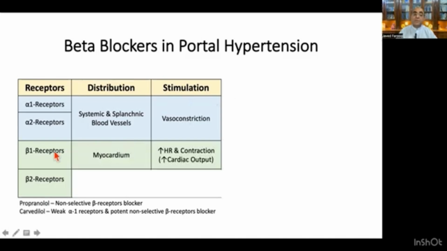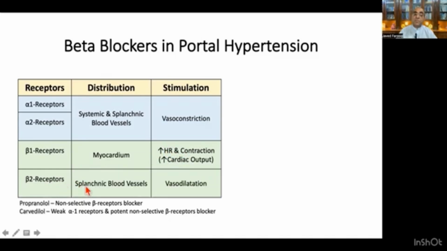The beta 1 receptors are distributed on the myocardium, on the cardiac muscle, and when they are stimulated, they lead to increased heart rate and increased contractility of the left ventricle, leading to increased cardiac output, both the right and the left. So the stimulation of the beta 1 receptors will lead to increased cardiac output because of the increase in the heart rate and increase in the contraction of the myocardium.